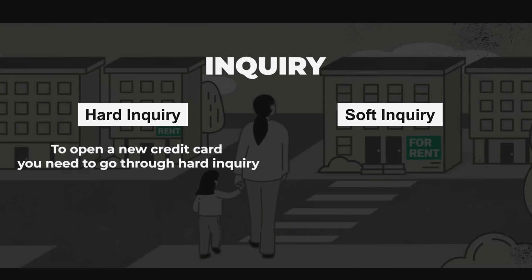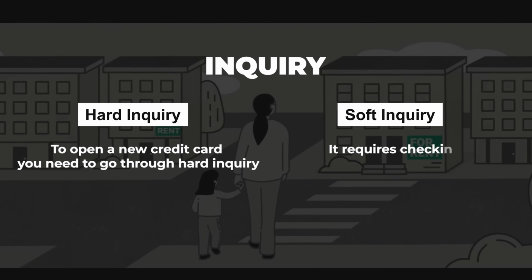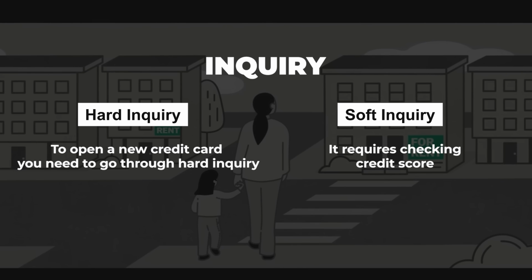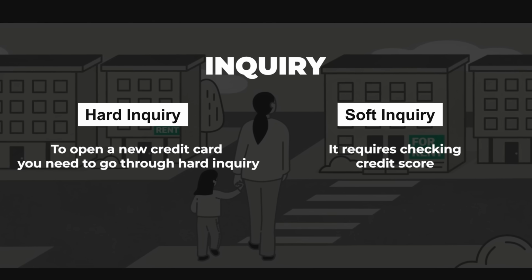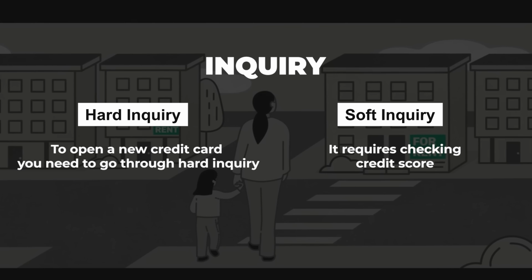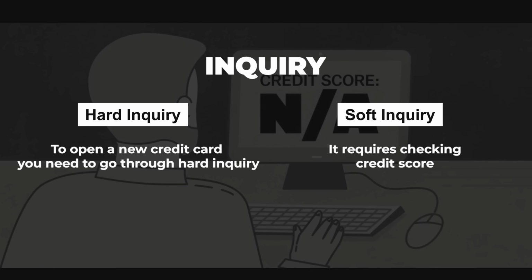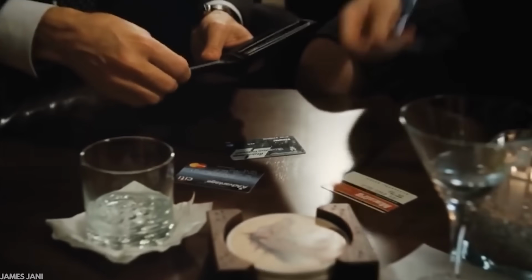On the other hand, you have something called a soft inquiry. This would be something like checking your credit score. Or if you're trying to rent a house, they might do a soft inquiry on your credit score. This kind of checking does not impact your credit score and is okay. So generally speaking, try not to get several different new credit cards all at the same time. Try to space it out a little bit.